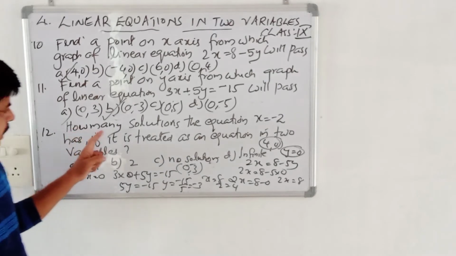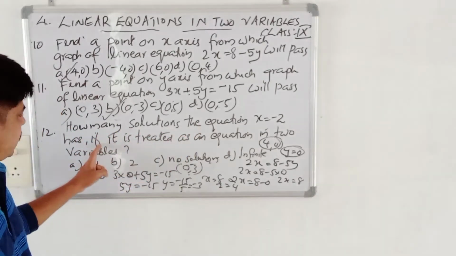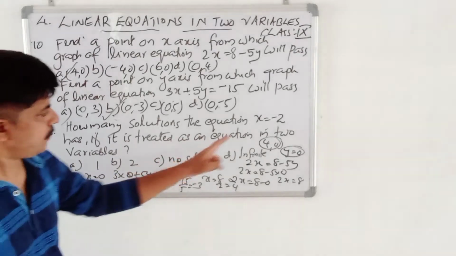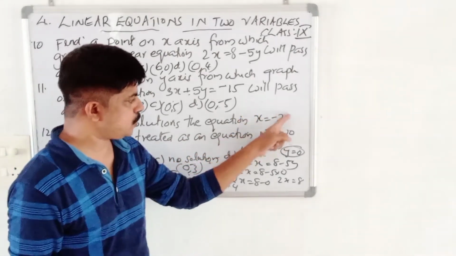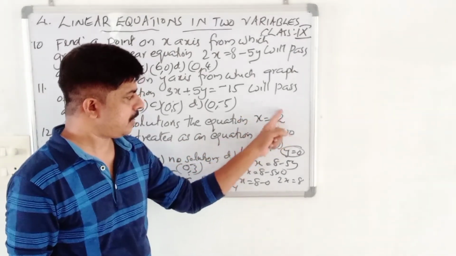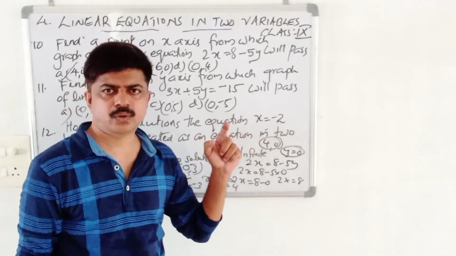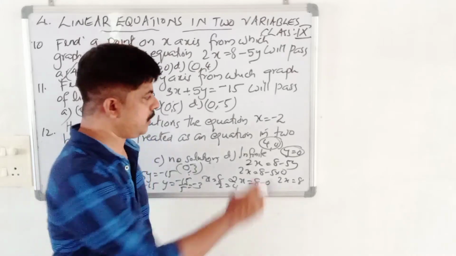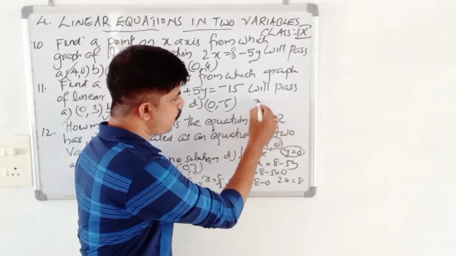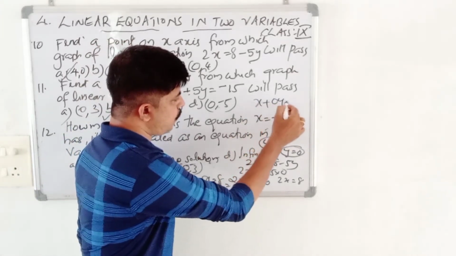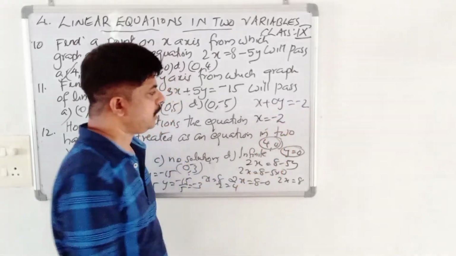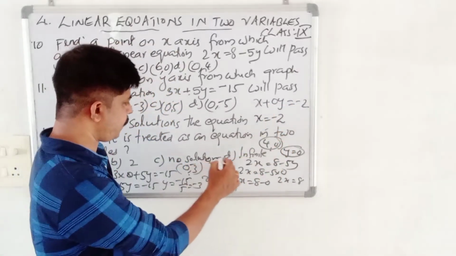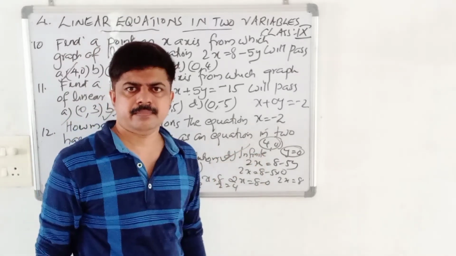Now, next question. How many solutions does the equation x equal to negative 2 have if it is treated as an equation in 2 variables? We already know that a linear equation in 2 variables has infinitely many solutions. If it is treated as an equation in 2 variables, it can be written x plus 0y is equal to negative 2. Therefore, this equation has infinitely many solutions. Therefore, the answer is option D.